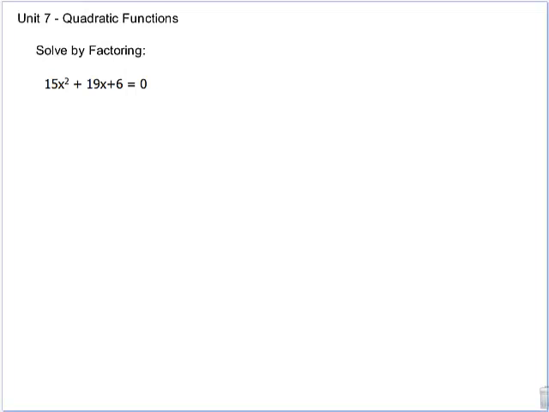This is Algebra 2, reviewing for the Semester 2 final, starting off with Unit 7, quadratic functions. First, we will solve by factoring. So here we have a quadratic function. The quadratic function is 15x squared plus 19x plus 6 equals 0. It's already equal to 0, so we can just start factoring it.